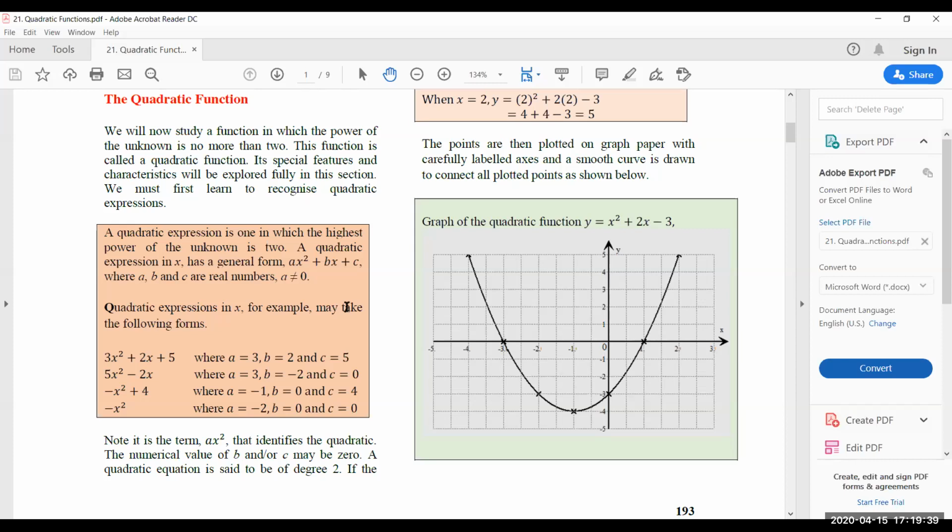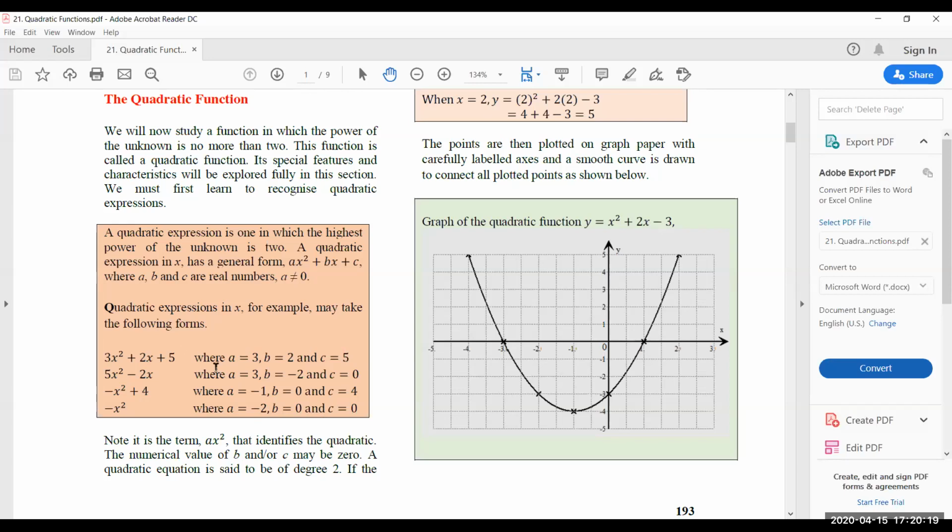So yeah, I didn't remember telling you what a quadratic expression is, of the form ax squared plus bx plus c, and it does not have an equal sign. However, a quadratic equation does. Okay, so quadratic expressions in x, for example, may take all of the following forms. So we have 3x squared plus 2x plus 5, and here we have a being 3, b being 2, and c is equal to 5. You're all supposed to be able to identify where I'm getting these things from when we did factorization, right?